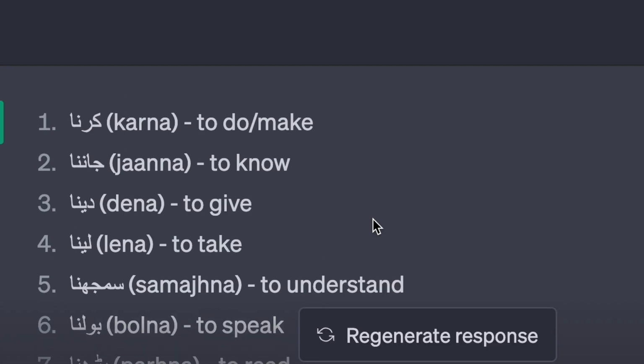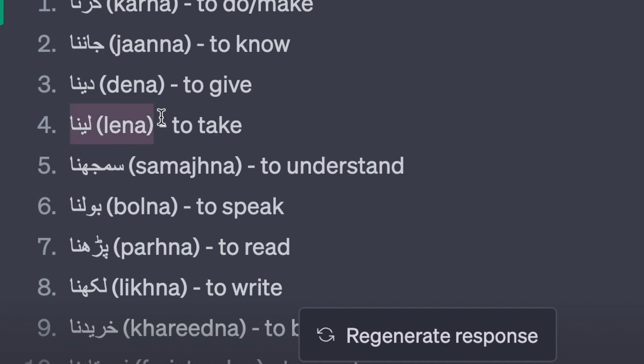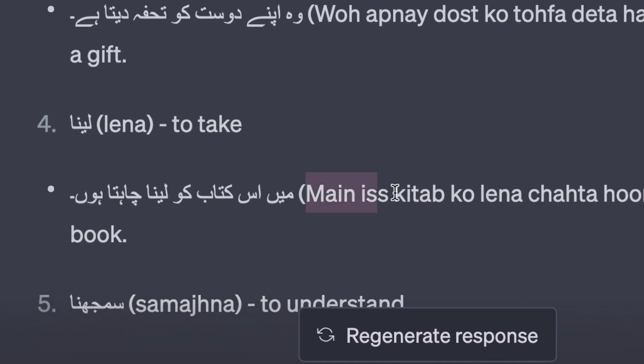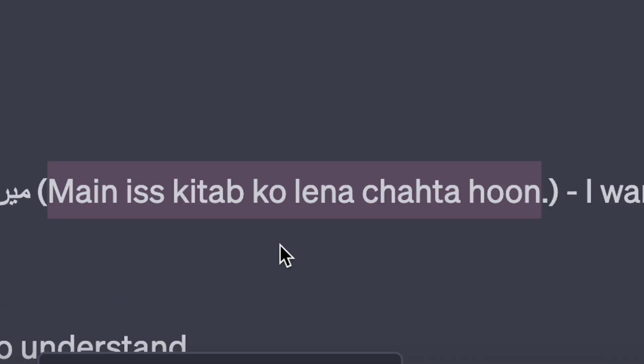I'll move to the next one, which is Lena. Lena is to take. Let's go to the example of Lena. So the example of Lena is this. मैं इस किताब को लेना चाहता हूँ. मैं means I, इस किताब को. इस means this in this case. Lena means to take, as you can see here, but it actually also means to buy as well.